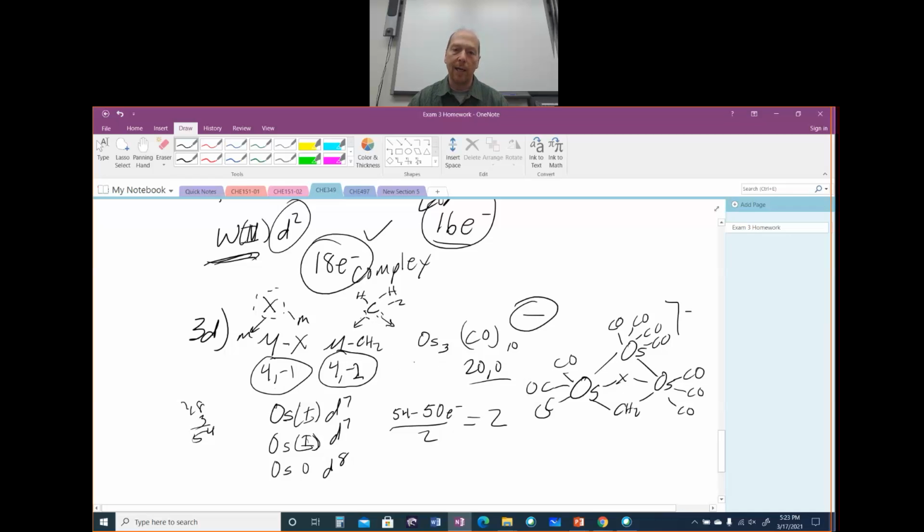And so your osmium has to be a 2. So it is osmium, all 3 of them has to be a +2. And so I broke it into an osmium 1, an osmium 1, an osmium 0. So it's D7, D7, and D8. If you had a 2, a 0, and a 0, you would still get the same total number of D electrons. All right, so you've got your 22 D electrons plus your 4, 26, plus your 4, 30, plus your 20 from your 10 COs, 50. So you have a total of 50 electrons.